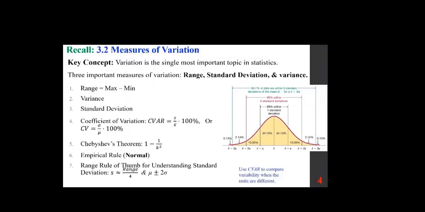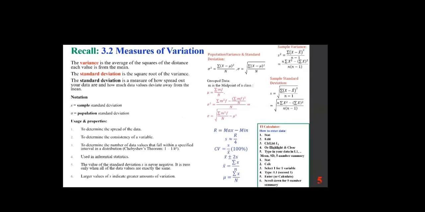Measures of variation, such as range, variance, standard deviation, coefficient of variance. We also looked at the empirical rule, the range rule of thumb, and Chebyshev's theorem. We also looked at their formulas and different notations, and it's extremely important to see that when you are dealing with a question, you have to realize whether you're dealing with a sample or a population. So you want to make sure you use the proper notation.